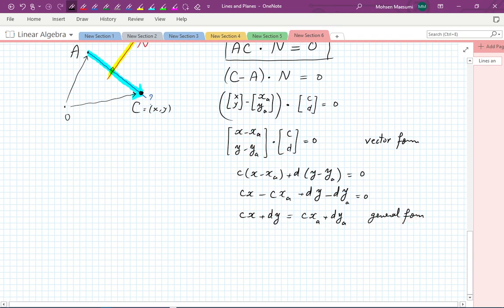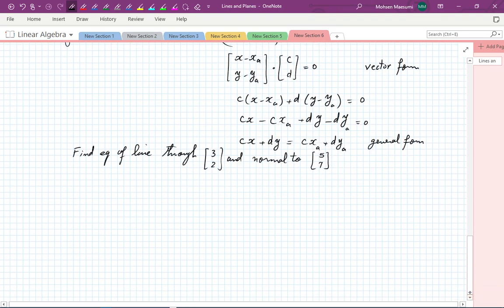So if you write it like this, because you were spelling out the vectors for yourself, and if you convert it to however it was in high school, let's go ahead and practice. Find the equation of line through, again let's say, 3, 2, and normal to, meaning perpendicular to, another vector. Let's use some other numbers, say 5 and 7. So that is like that point A there. This is our normal vector.